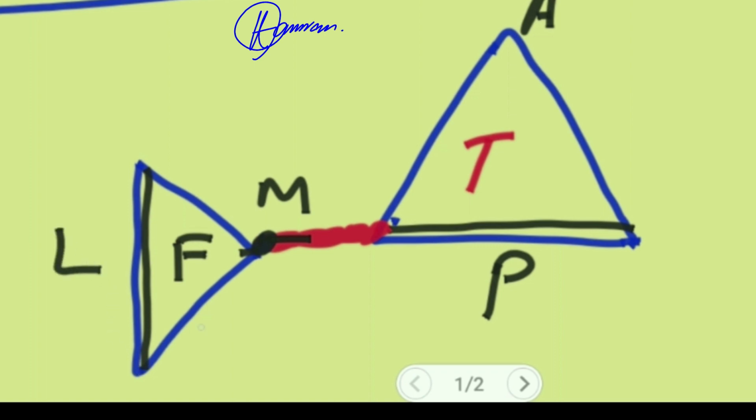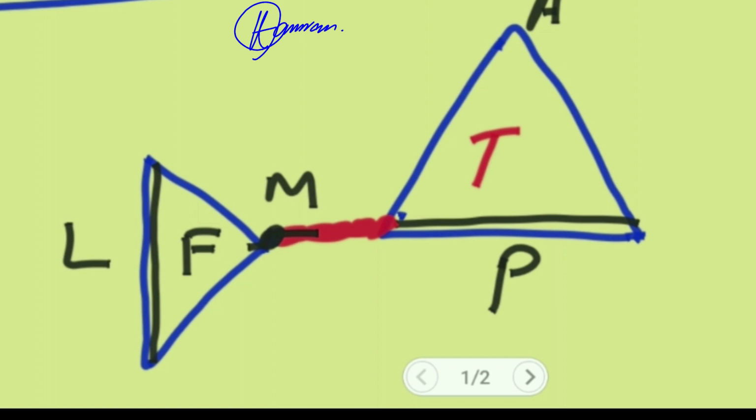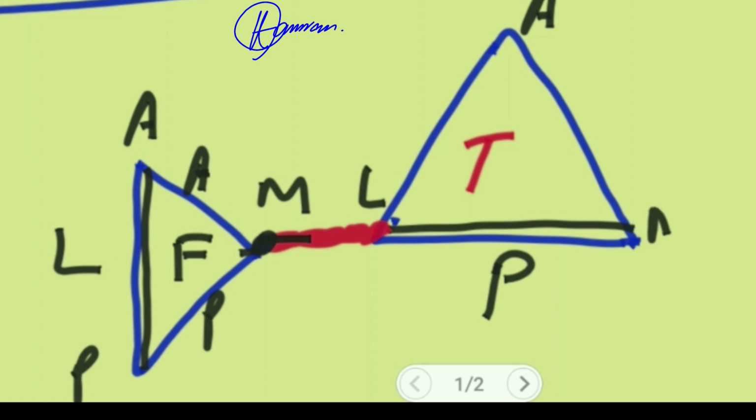So now it's obvious that the alignment of the bones of the leg is different from the bones of the forearm. After that, fibula has got an anterior border, an anterior surface, a posterior border and a posterior surface. Tibia has got a medial border and a medial surface, and it has got a lateral border and a lateral surface.